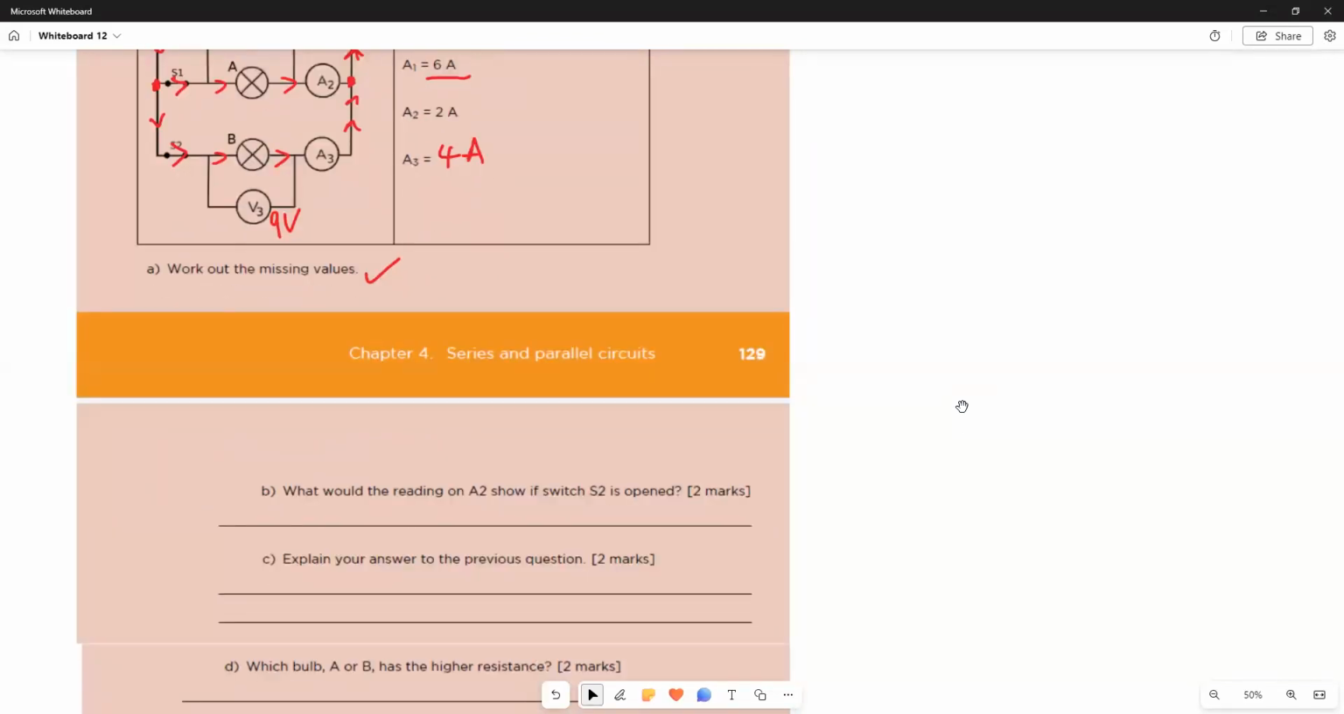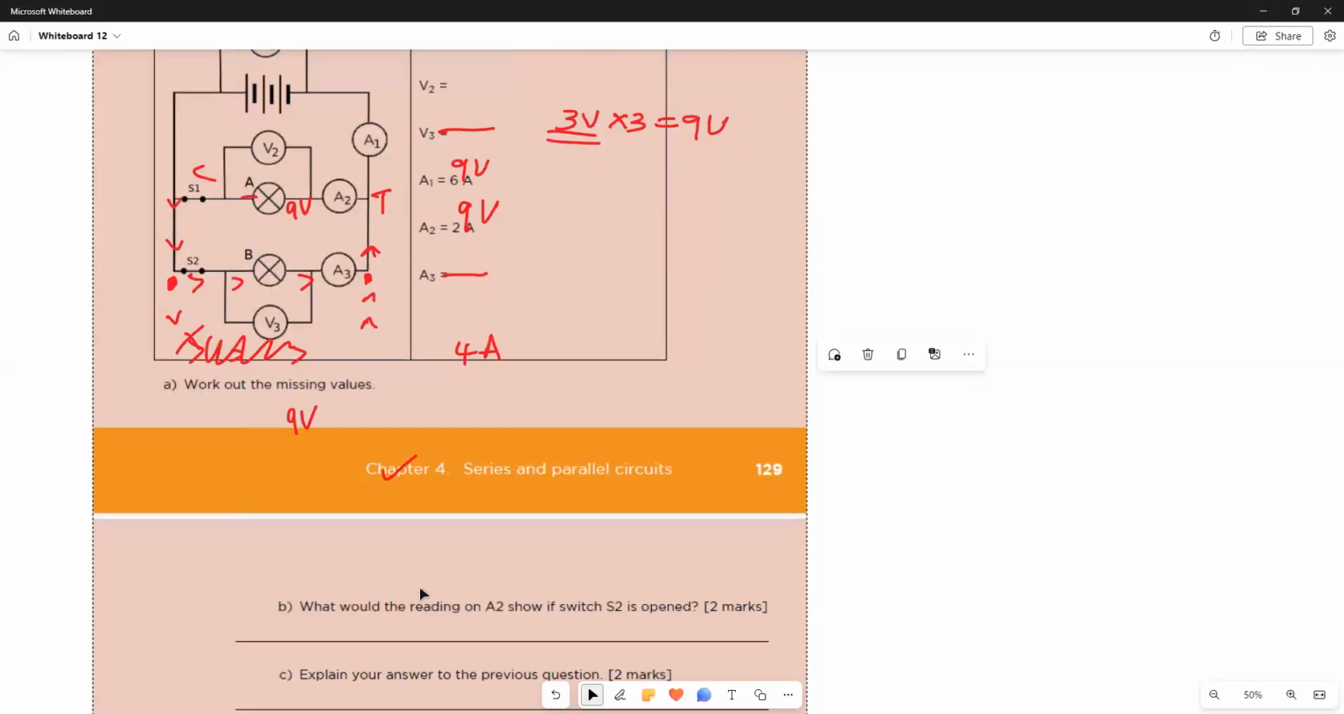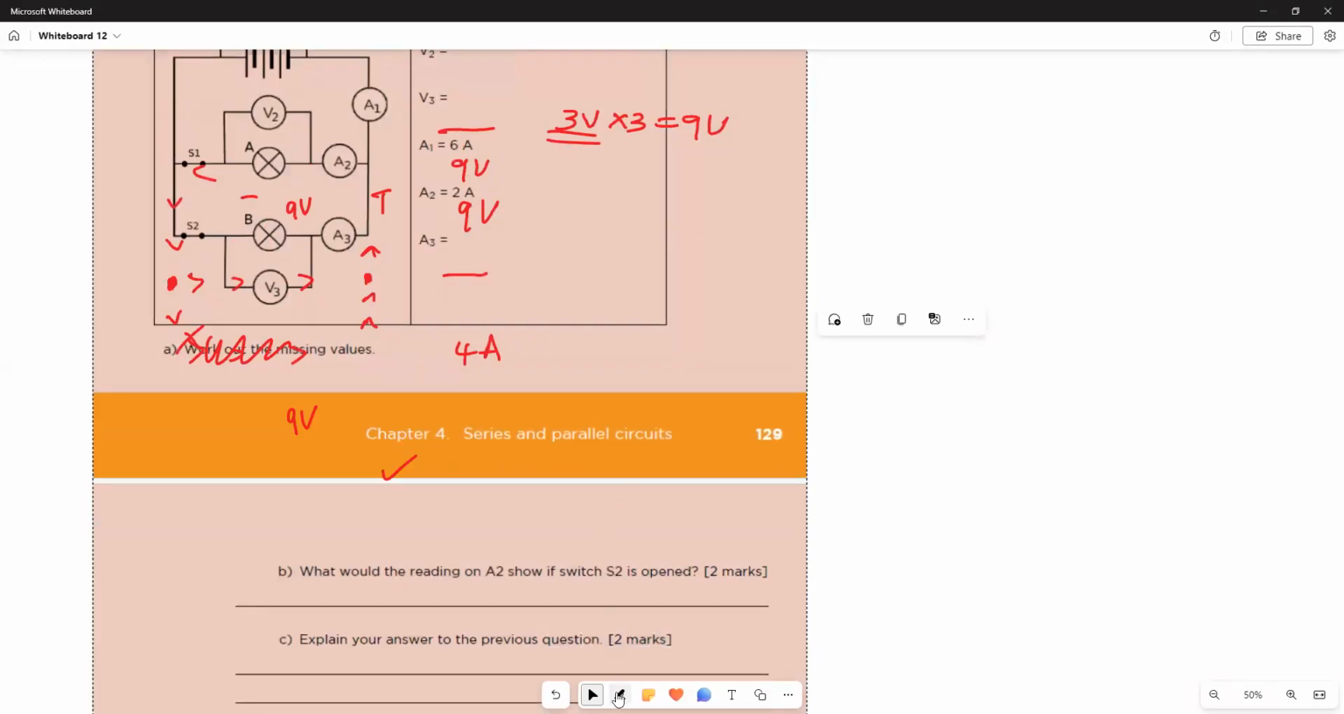Now they say, what will the reading on A2 show if switch S2 is open? Let's check. S2 is here. So any path that is on S2 is going to be cancelled. So this part here will go away now. So the current will just be here, right? So the reading on A2 is going to be basically the same as here because there's no longer going to be a split here. So it's going to be 6 amps. Right. Sharp.